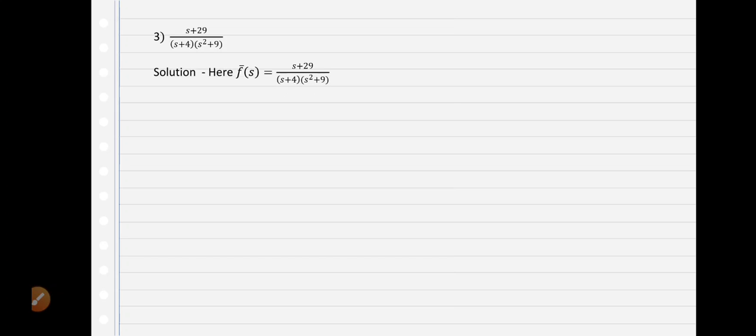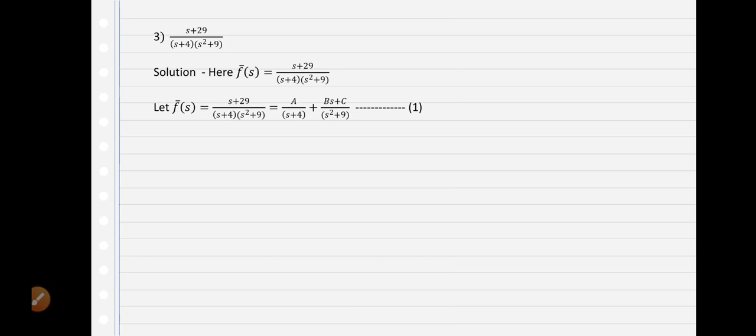So the given f bar of s can be written as sum of partial fractions as a first constant for the linear factor s plus 4, and since the second factor is a quadratic factor, we have to write the numerator as bs plus c. So the degree of the denominator on LHS is 3, and hence there are 3 constants capital A, B, C on the RHS of equation 1.